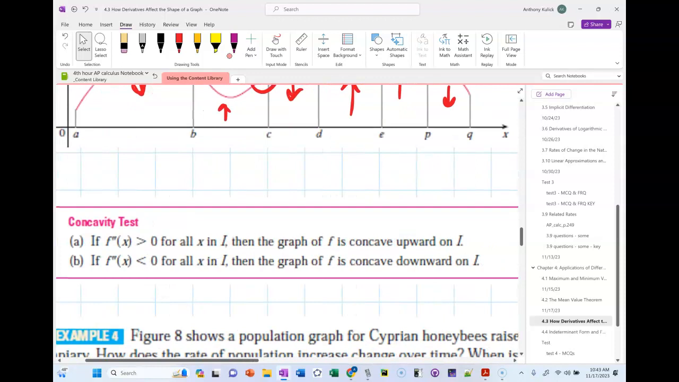So if the second derivative is positive, that means the graph, or f, is concave up at that spot. If the second derivative is negative, then the graph is concave down on that spot. Everybody okay with that idea? Positive, concave up, negative, concave down. That should be pretty easy to remember, right? Positive and up seem like they go together. Negative and down seem like they go together.